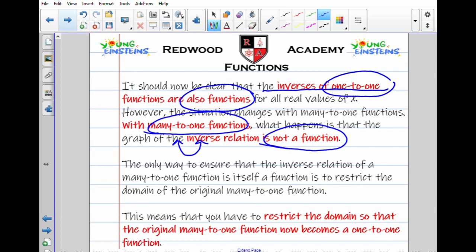Now, this is going to be very, very important: in order to make something that's not a function into one, we have to restrict the domain so that the original many-to-one function now becomes a one-to-one function.